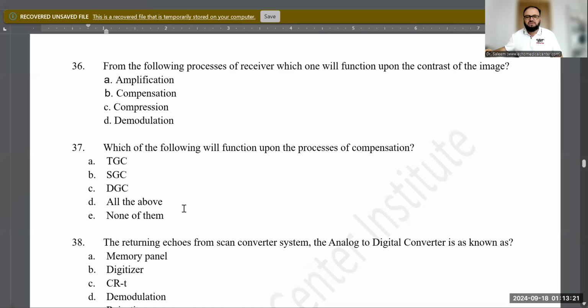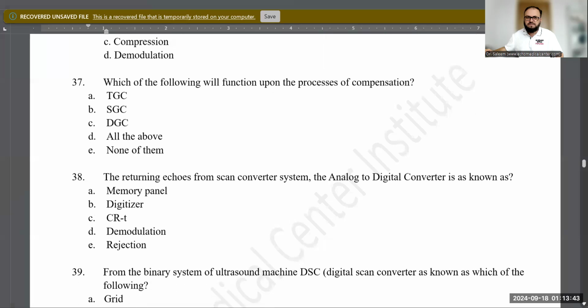Because D, all of the above, because TGC is time gain compensation, SGC is swept gain compensation, and DGC is depth gain compensation. It's the same name for all these knobs. And we have mostly 8 knobs of TGCs on the machine. Correct. Okay, let's do a few more questions for today's session.